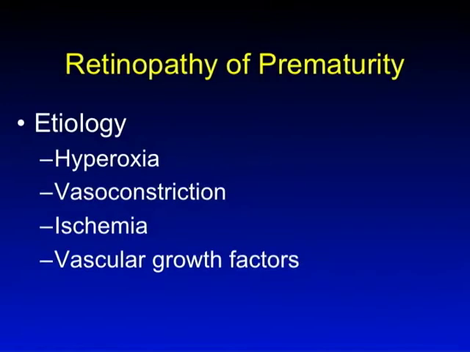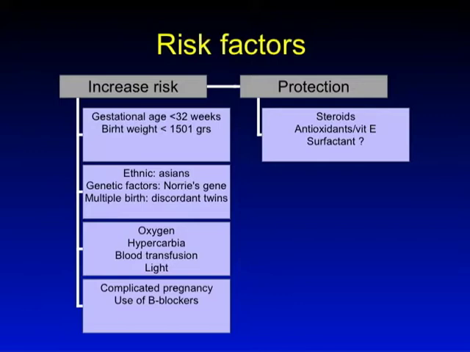And last, retinopathy of prematurity. I'm going to talk just a little bit about this. The most important risk factor for retinopathy of prematurity is, of course, prematurity. And the age, remember, less than 32 weeks. And the weight, less than 1,500 grams.